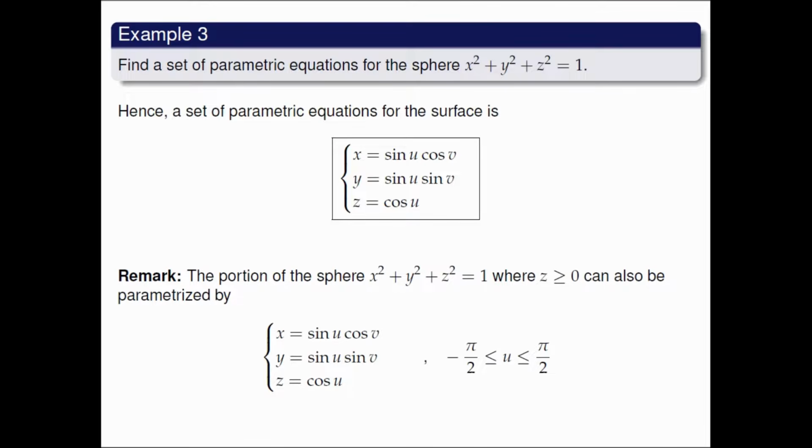Some remark, the portion of the sphere x squared plus y squared plus z squared equals 1, where z is greater than or equal to 0 can also be parameterized using these equations. But u is from negative pi over 2 to pi over 2. Because z is greater than or equal to 0 in this part, so cosine of u must be greater than or equal to 0, and cosine of an angle is positive if the angle is in the fourth quadrant or the first quadrant, which is covered by this interval.